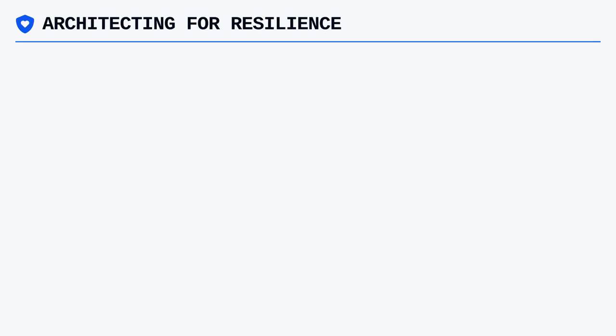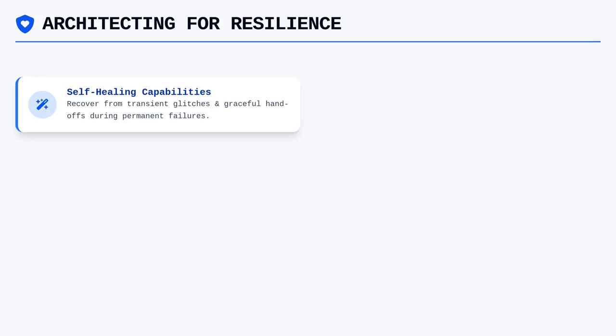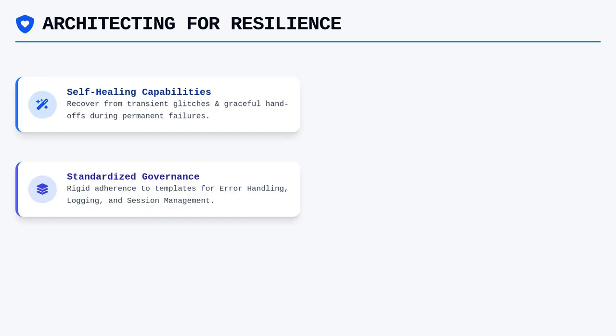Resilience, much like scalability, is an architectural choice that we incorporate long before we write the first line of code or map the first application element. An enterprise-grade robot should be capable of self-healing, recovering from transient application glitches, and gracefully handing off control when a permanent failure is detected. This necessitates a rigid adherence to standardized templates that govern how we handle errors, log operational data, and manage the state of active sessions.